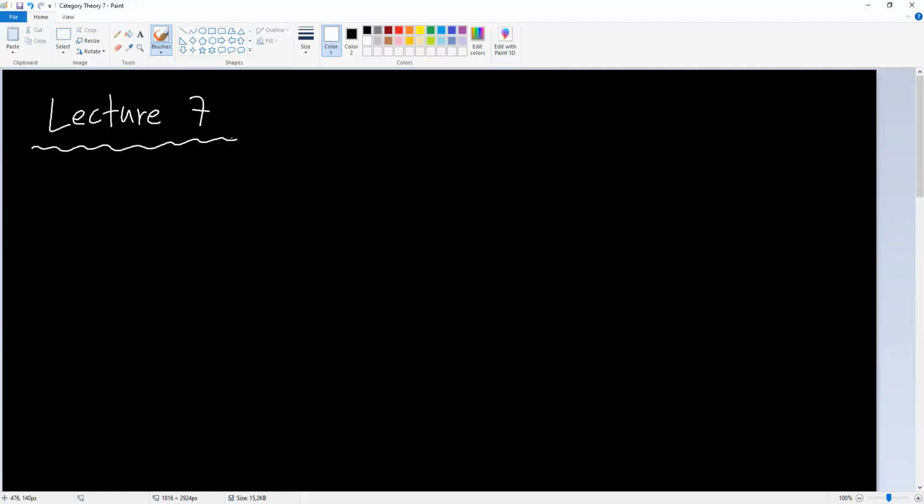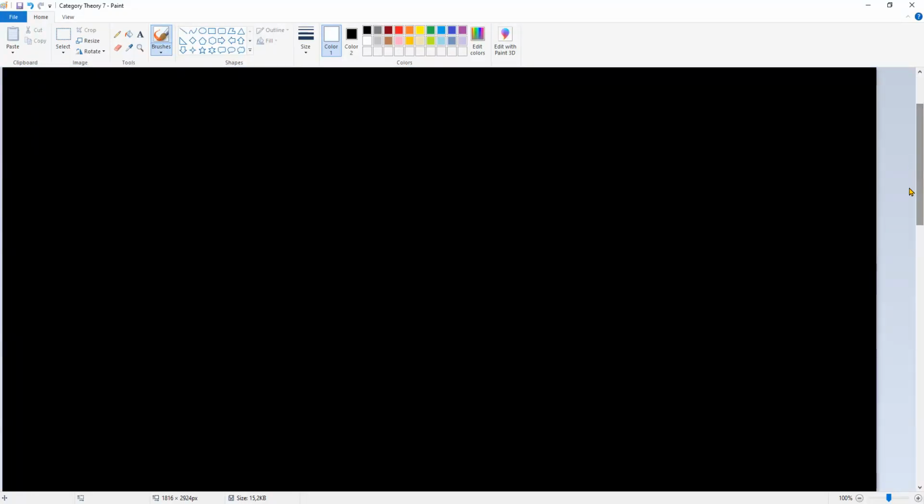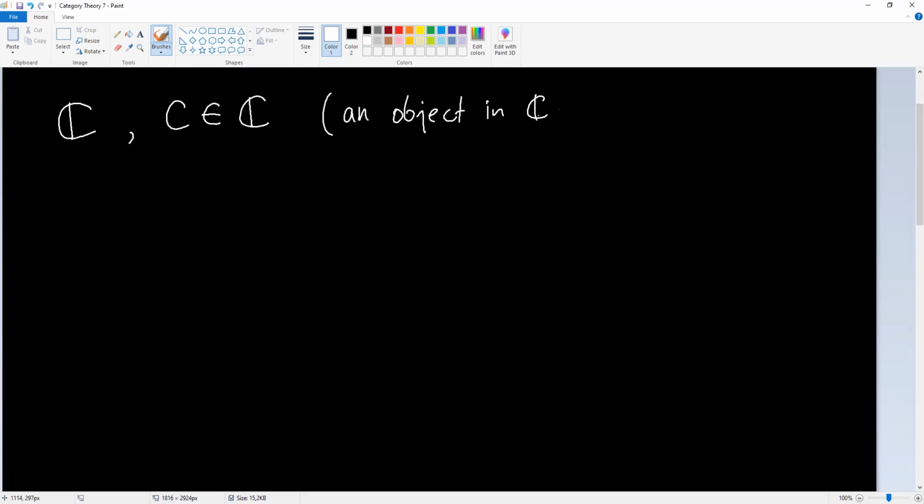Today we're going to come back to generalized elements, and we will use them to introduce the notion of a functor between categories. So let C be a category, and let us fix an object in C. We can call it C again, but we write it in a slightly different way, as you see on the board. So it's an object in the category C.